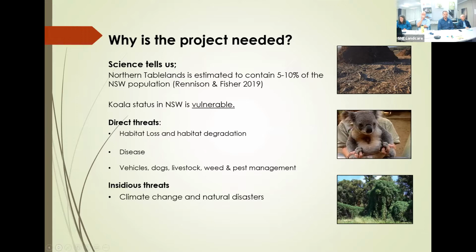Vehicles, dogs, livestock, and the invasion of weeds and pest animals into koala habitat are all localised threats in many areas. And above all this, we have climate change and natural disasters, which are insidious threats overarching all the aforementioned impacts on koala populations.